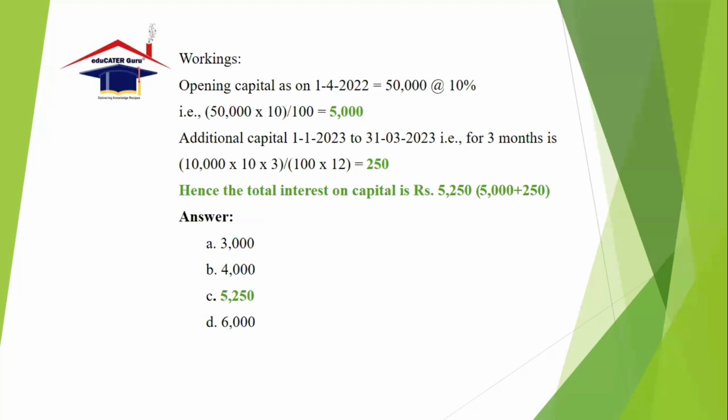So here what we need to understand is the interest for the additional capital can be calculated for only 3 months. Hence, the additional capital is 10,000. The interest rate is 10%. For how many months? 3 months. So the calculation will be 10,000 into 10% into 3 divided by 12, which comes to 250 rupees. Hence, the total interest on capital is 5,000 plus 250, which becomes 5,250, which is option C. Hope that is clear to you all.